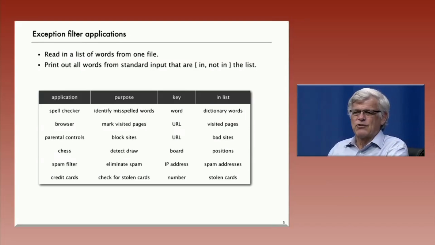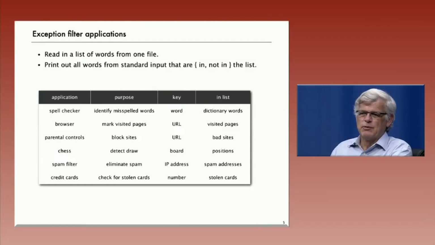Or in a browser, you might want to mark your visited pages or block sites and so forth. Or like the one at the bottom, credit cards. Maybe you run a credit card company and you want to check for stolen cards. Then your keys would be numbers, and your list might be kind of short, which would be the stolen cards that you know about, and you'd want to run a whitelist filter for those cards and print out, in your long list of transactions, whichever transactions have those stolen cards. So that's just a couple of examples of exception filters.